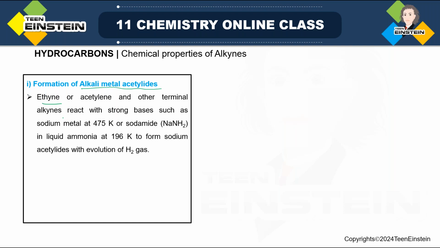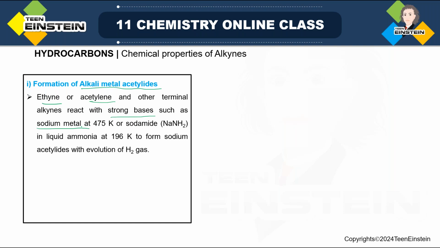Ethyne, that is the simplest member, the first member, or acetylene, and other terminal alkynes. So ethyne or acetylene, we know this is terminal, both sides there is a CH bond. And other terminal alkynes, where you have at least one triple bond CH. If you treat with strong bases such as sodium metal, so directly we are using sodium metal, look at the temperature, 475 Kelvin. Or you can use sodamide, NaNH2, in liquid ammonia at 196 Kelvin.